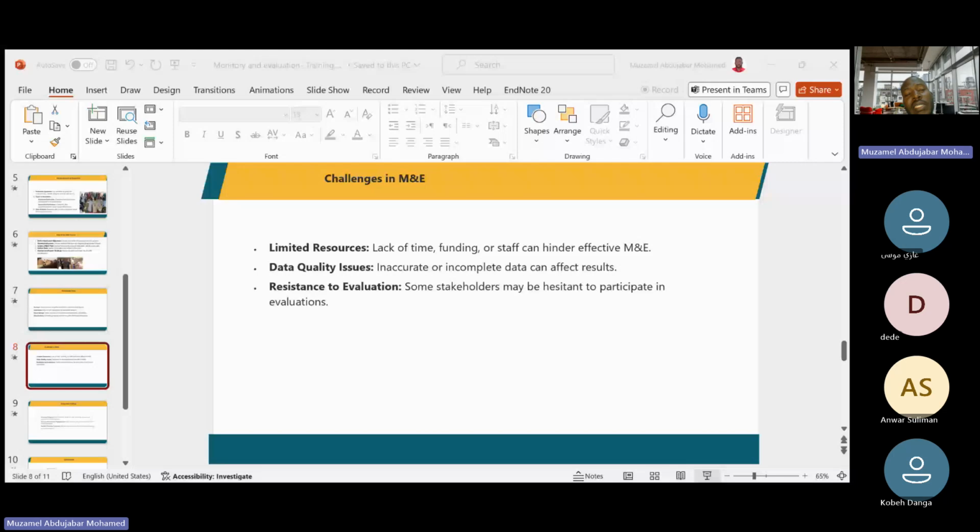The third challenge of monitoring and evaluation is resistance to evaluate. Some stakeholders are not interested in monitoring and evaluation. They are hesitant to participate in evaluation. These are the main challenges of monitoring and evaluation during the project. One is limited resources. Second is data quality issues. Third is resistance to evaluate.